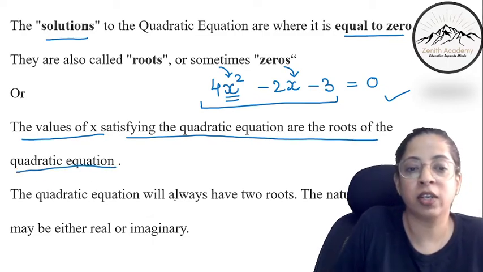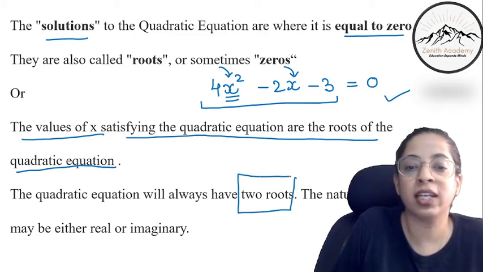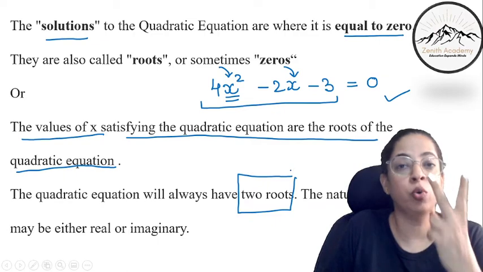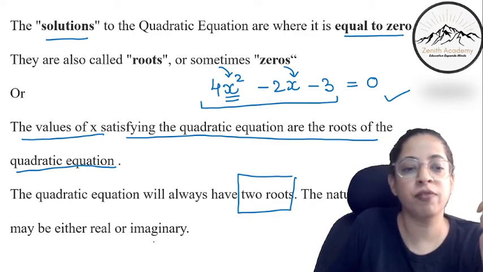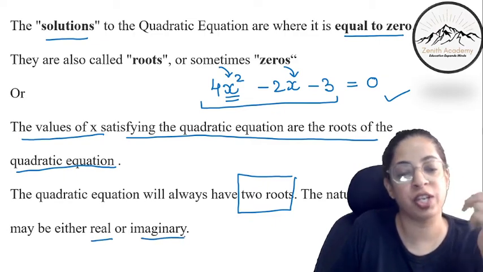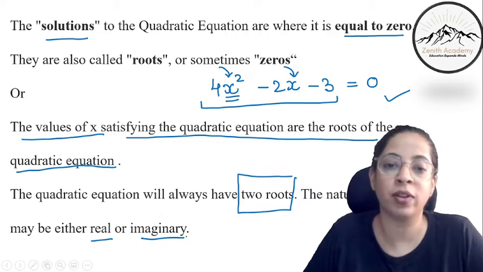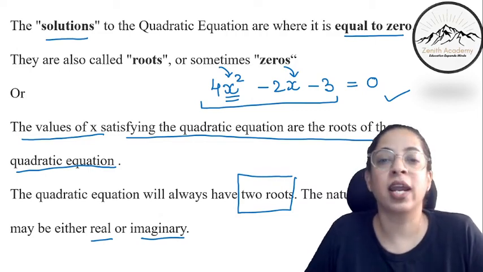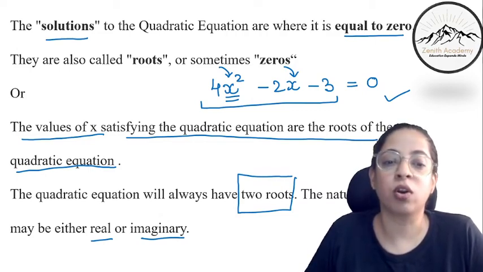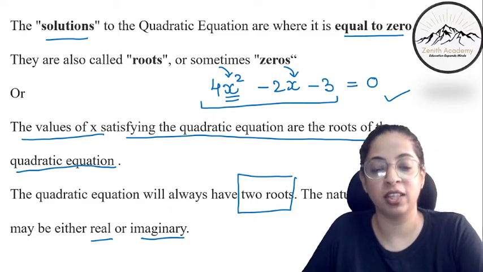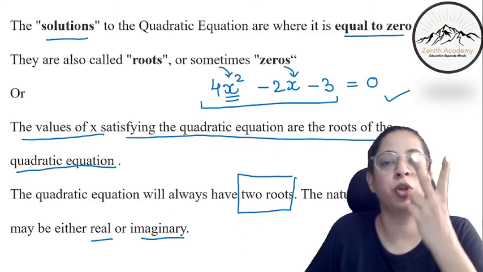The quadratic equation will always have how many roots? हमेशा quadratic equation के दो roots होंगे, 2 roots. And the nature of roots can be either real or imaginary. The nature of roots we'll talk about in the coming sessions. But right now you understand that quadratic equation के हमेशा कितने roots होंगे? How many roots will it have? 2 roots.